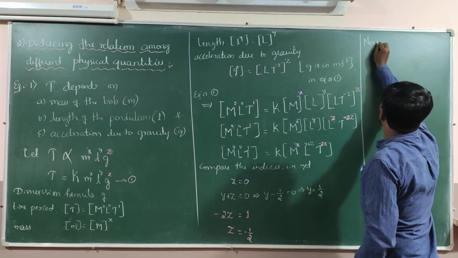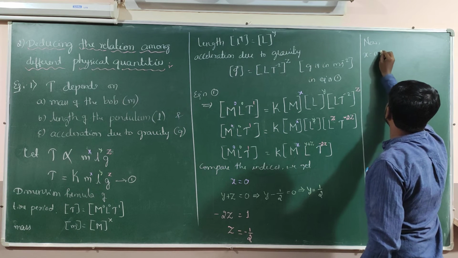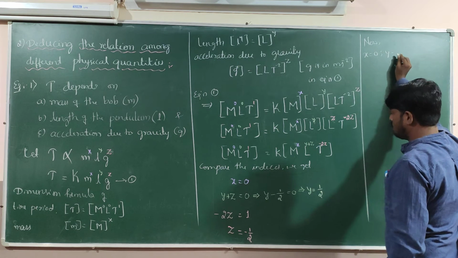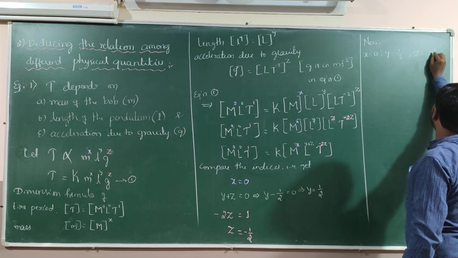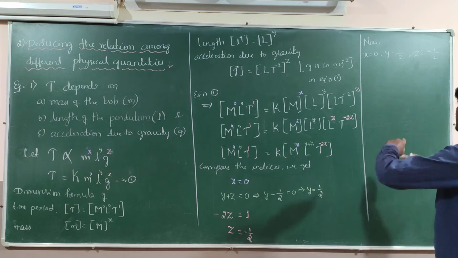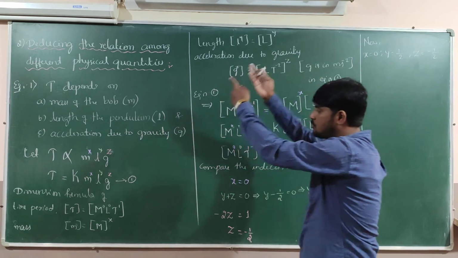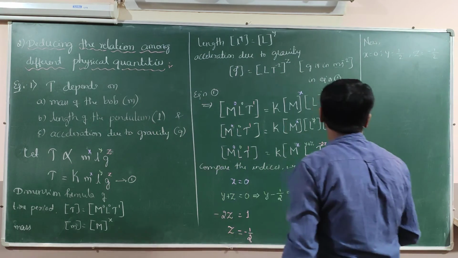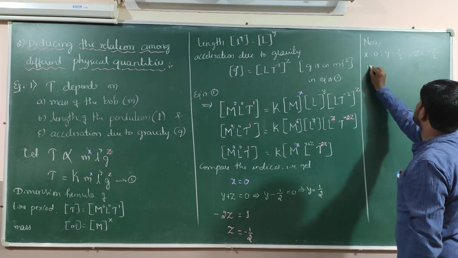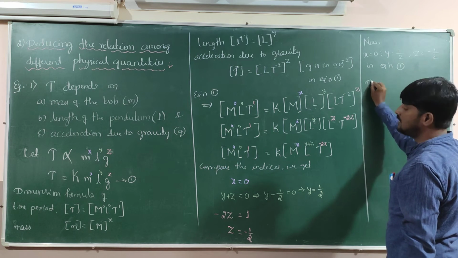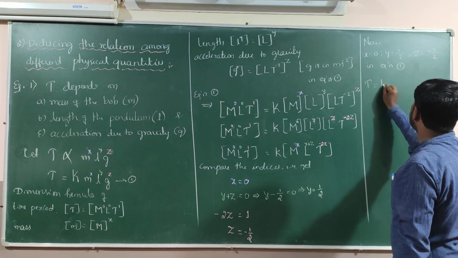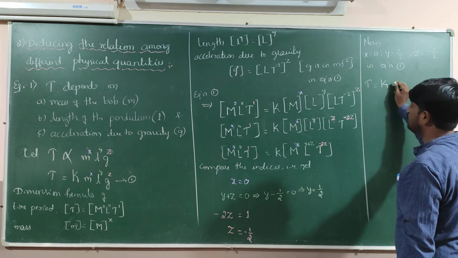Now I have to write it step by step. x equal to 0, y is equal to plus half, then z is equal to minus half. Now taking all these values and substituting in equation number 1. So if I substitute in equation 1, then equation 1 becomes T is equal to k into M.